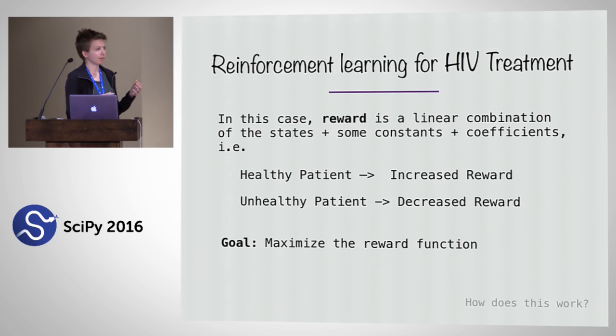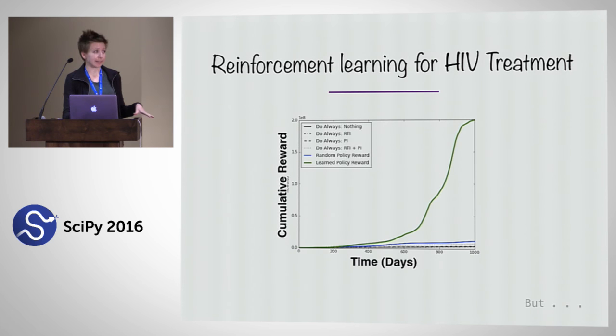So, how does this work? It turns out it works amazingly. This plot here shows the reward function over a period of time, assuming the patient comes in for treatment every 5 days, so 1,000 days, 200 treatment periods. The blue line indicates a random policy, so that is the patient comes in once every 5 days and they just get handed a drug without anyone looking at the state space. And the second is the reward using this reinforcement learning function. And you can see that it performs quite a bit better.